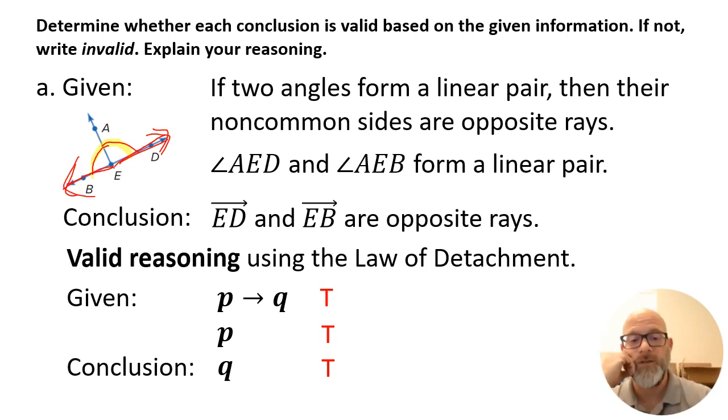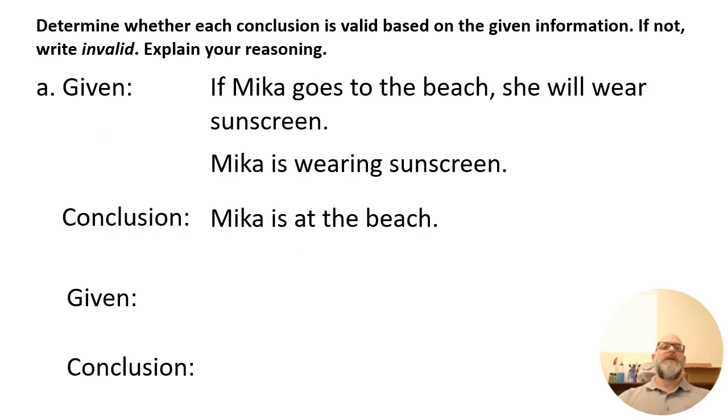This is perfect use of the law of detachment. If Mika goes to the beach, she will wear sunscreen. Mika is wearing sunscreen. Conclusion, Mika is at the beach. The given stuff we have to assume to be true. And the question is, does the conclusion necessarily follow from the givens? What do you think? Valid or invalid reasoning?